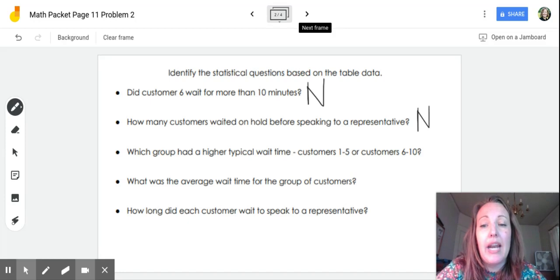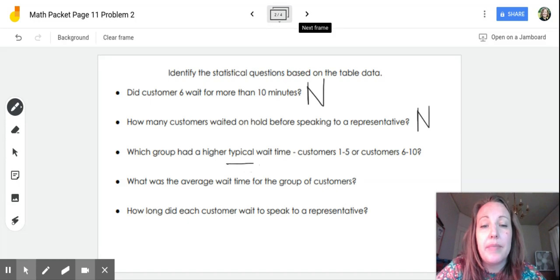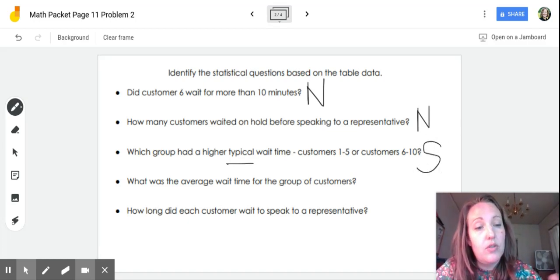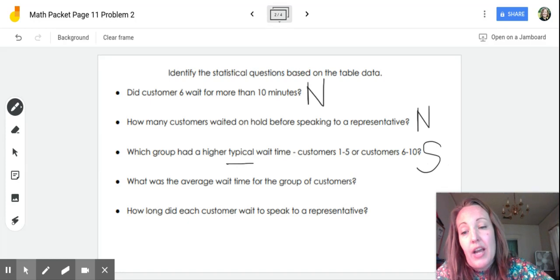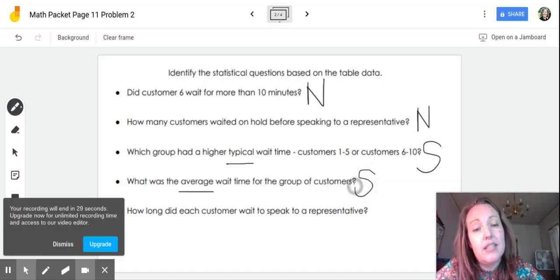Which group had a higher typical, now that's a statistical word, wait time, customers 1 through 5 or customers 6 through 10? We would have to look at the data. If we didn't have the table, we would gather the data, and then we have to figure out the typical wait time, right? And so that is a statistical question. What was the average? Average is a statistical word. Average is another name for mean, okay? What was the average wait time for the group of customers? That is a statistical question.